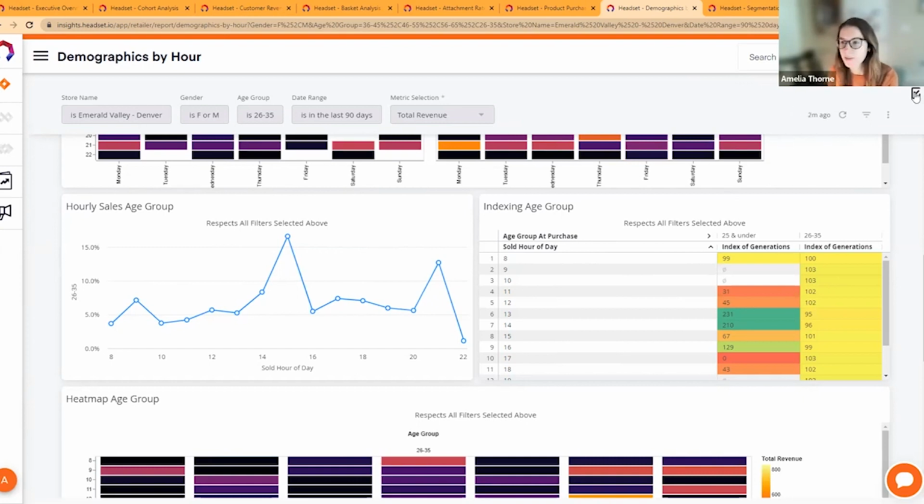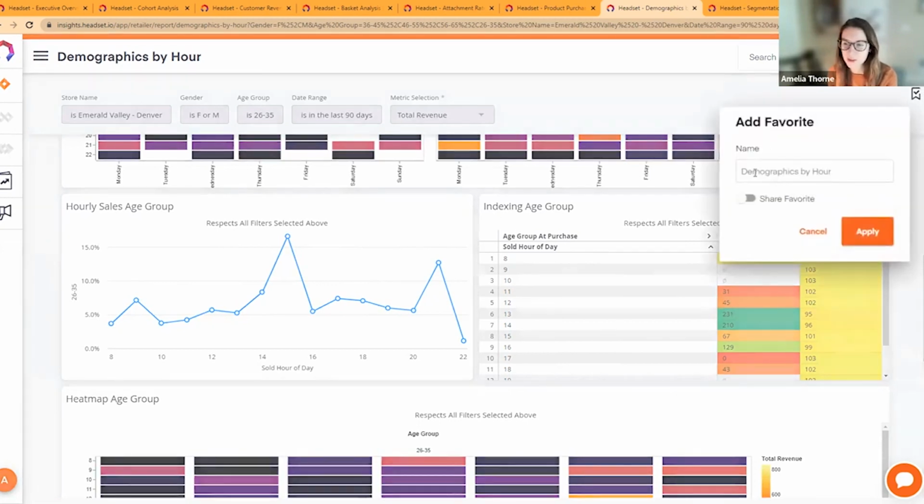Yes. So with this bookmark button over here in the upper right, you can add this as a dashboard. Name it whatever makes sense to you. I would recommend being more specific than not. Once you name it, you could also share it with the other users of Headset in your organization, or you could just keep it for yourself and then click apply.